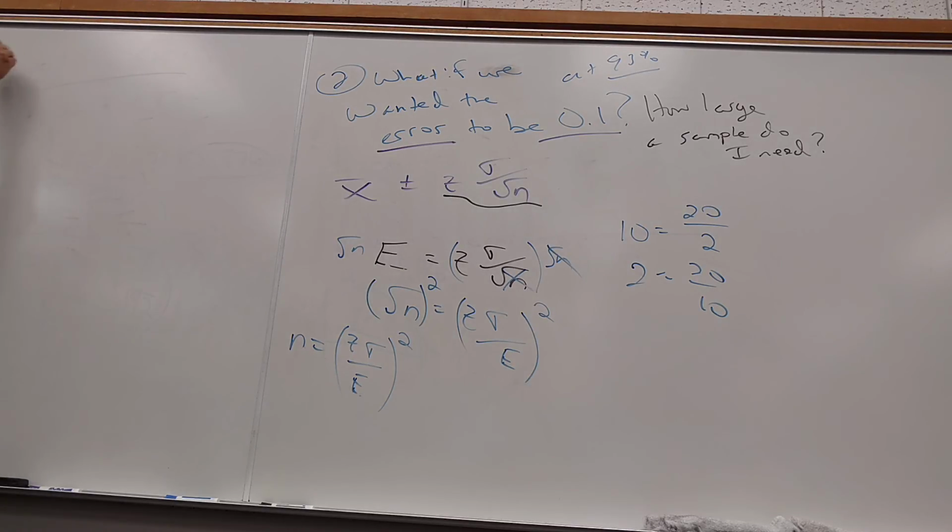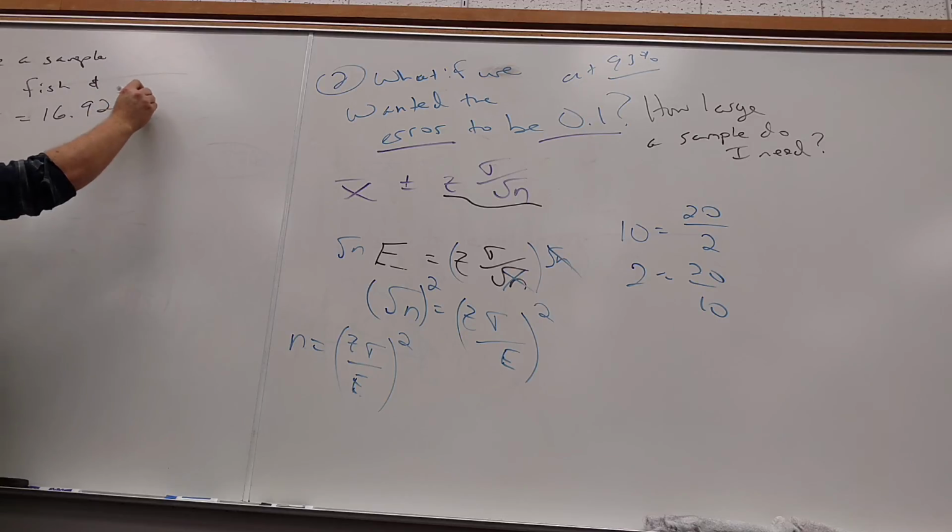we take a sample of 38 fish to find an average length of what you got, Jeff? 16.92 centimeters. So far, so good, right? This is old news. We know.